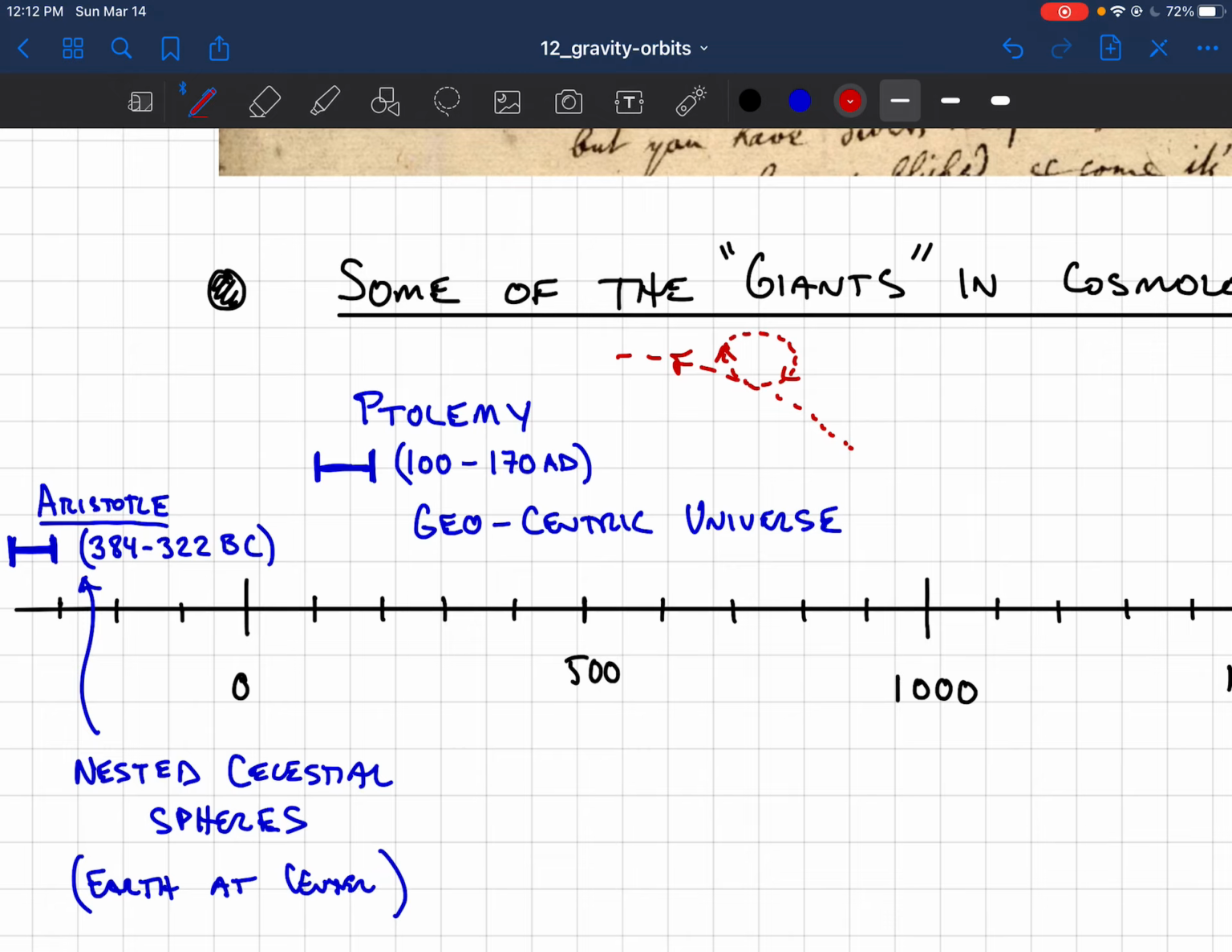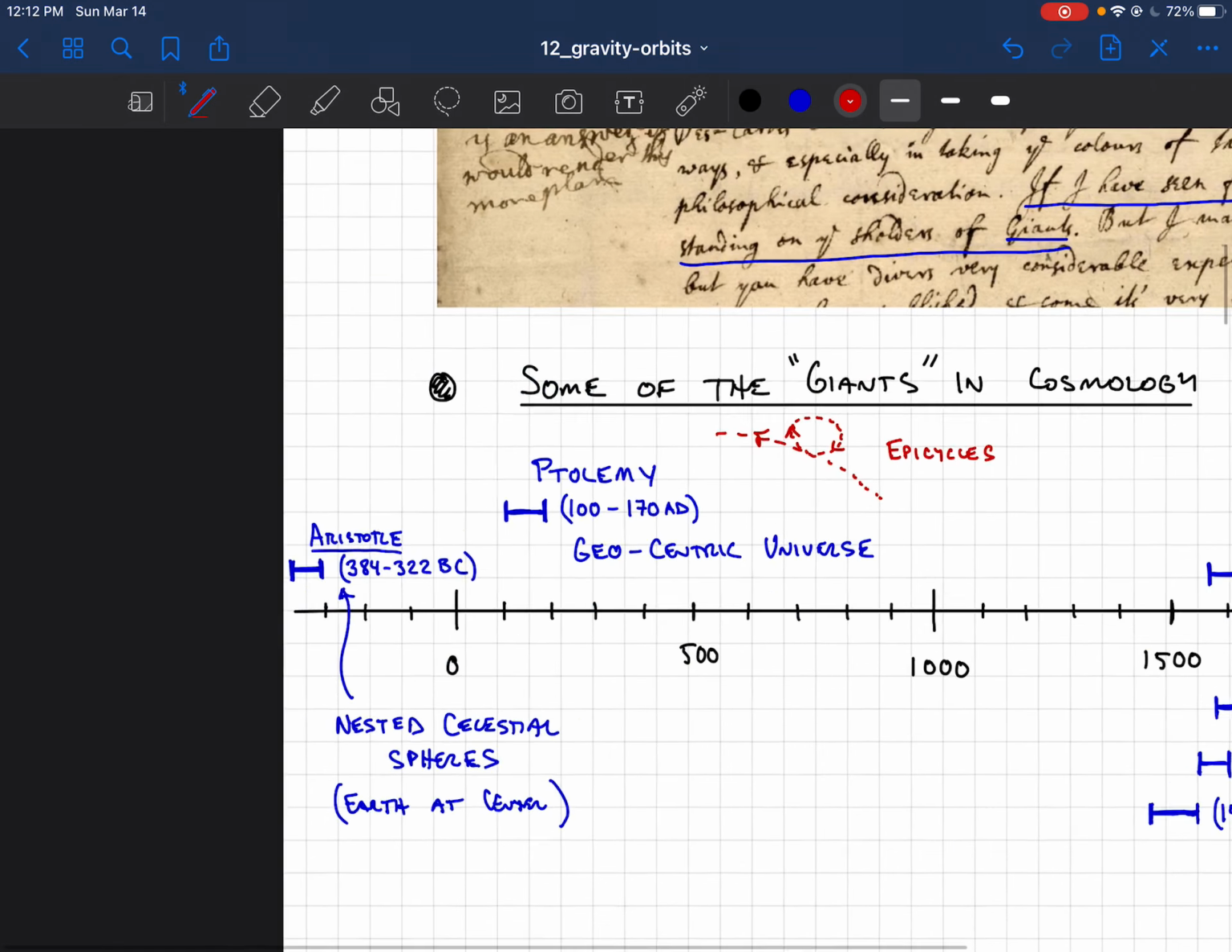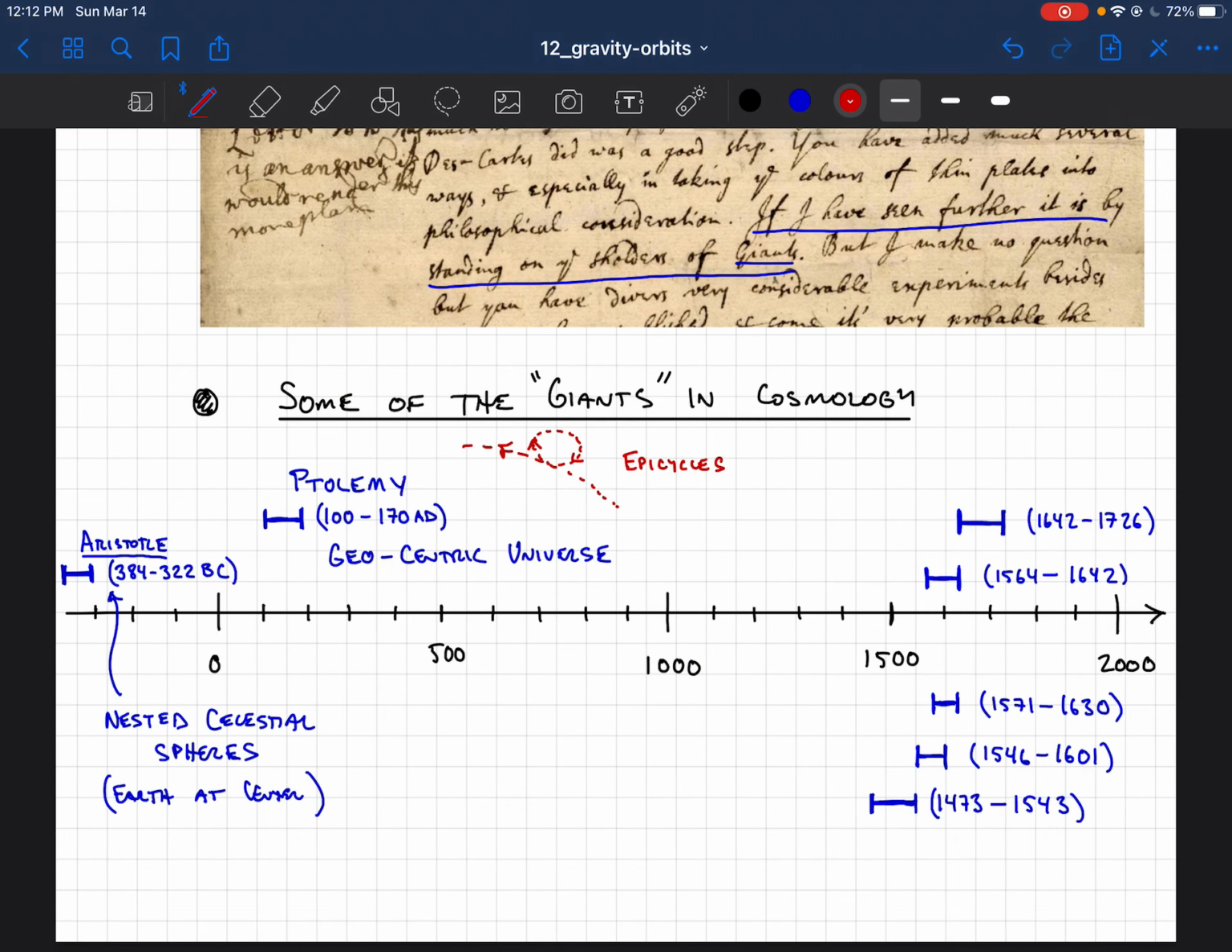And so he took this idea of nested spheres to an extreme and came up with an idea called epicycles. So there were sort of spheres within spheres out there, which allowed for these planets to maintain their orbits around the Earth, of course, which was at the center, but then create these weird orbits that you would actually see in the sky. So Aristotle's idea survived for a very long time, about 1,500 years or more, 2,000 years after Aristotle.